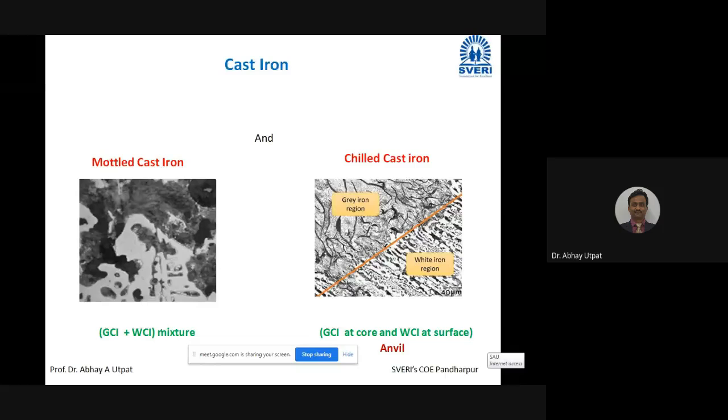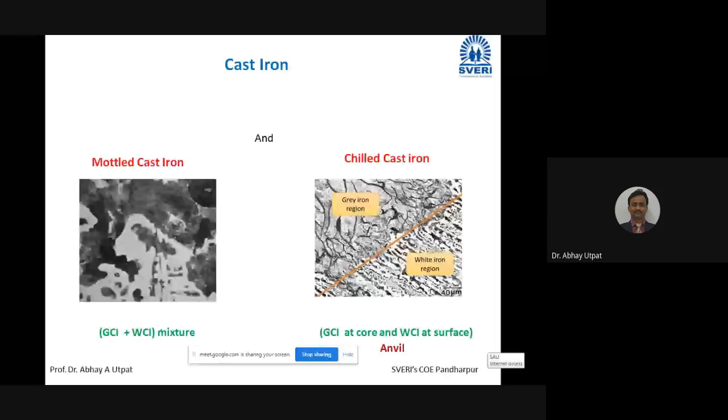I repeat once again, in a simple statement, when the graphitization reaction, Fe3C giving 3Fe plus C, is complete, then your structure is grey cast iron. If there is no graphitization reaction, white cast iron will be produced. But if incomplete graphitization reaction takes place, then your microstructure will have grey cast iron as well as white cast iron. Such a mixture cast iron is called mottled cast iron.